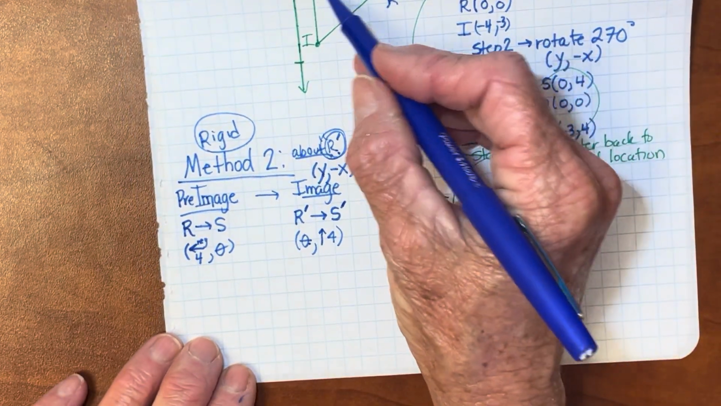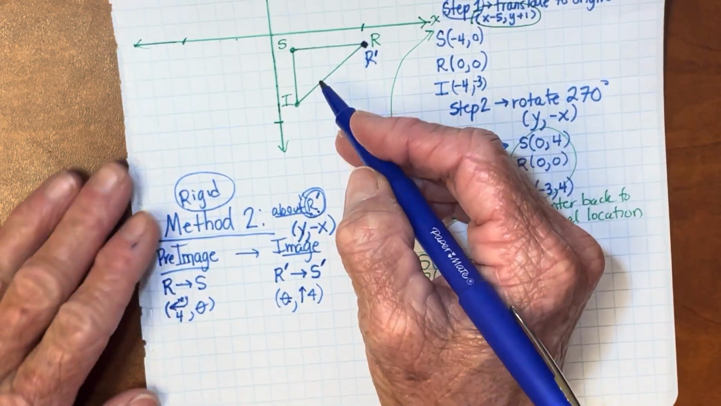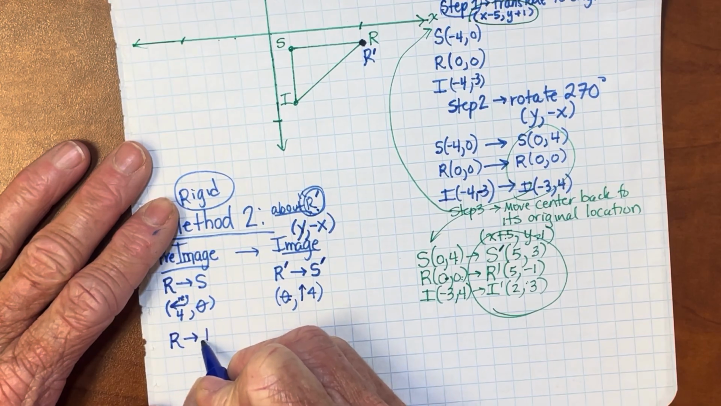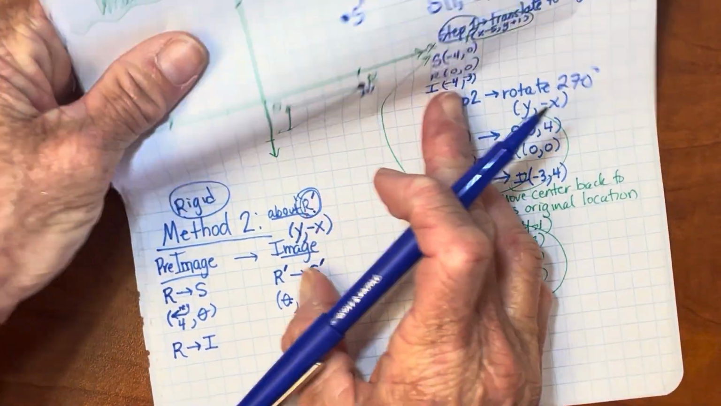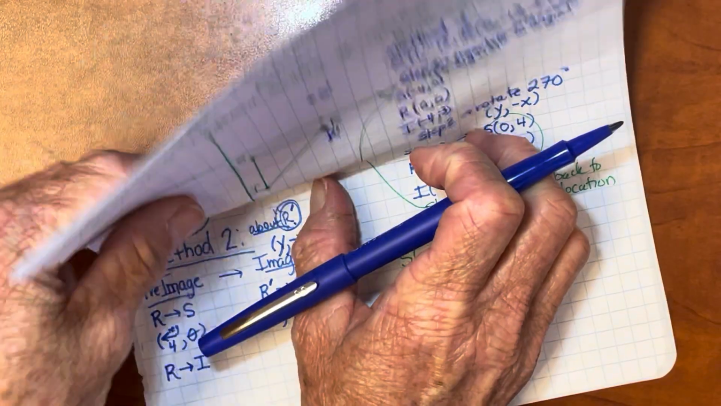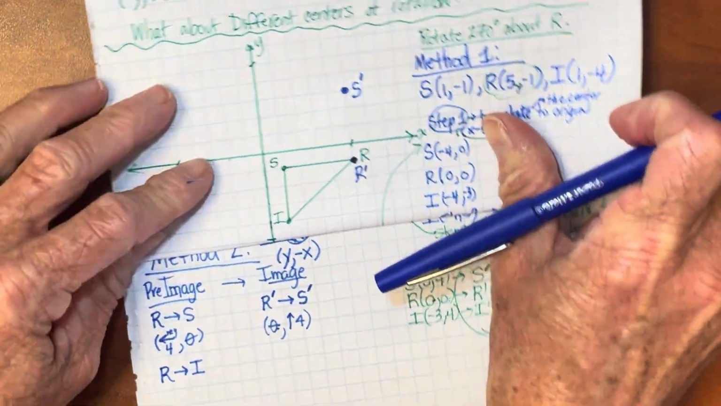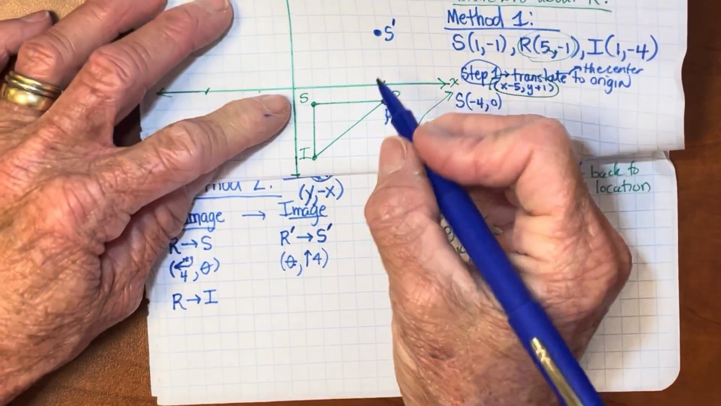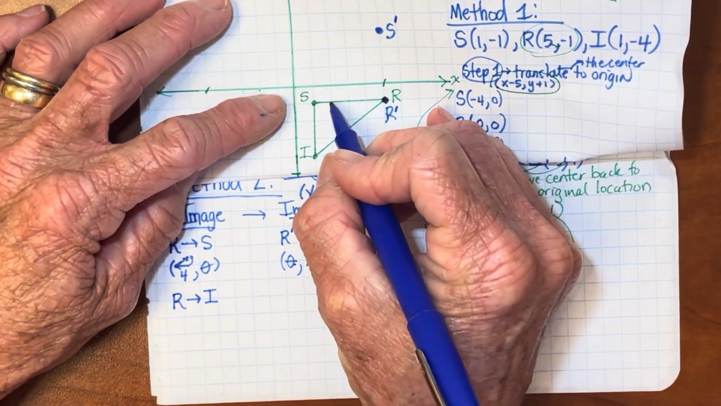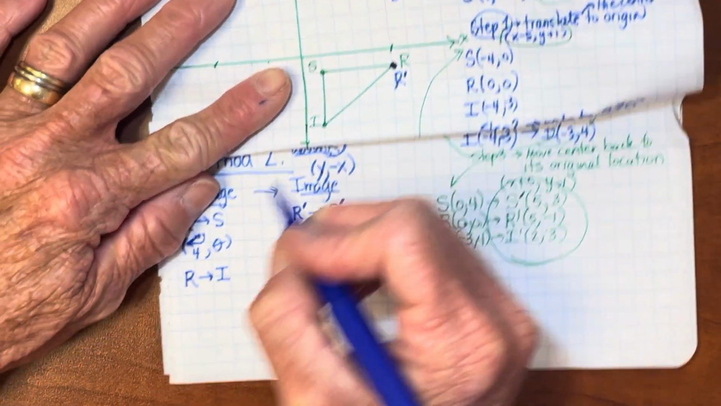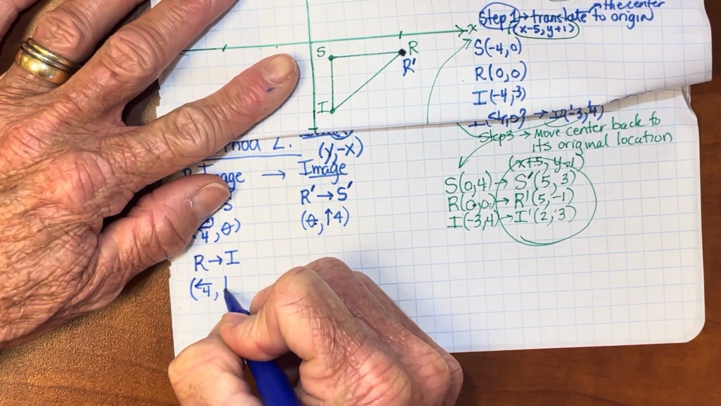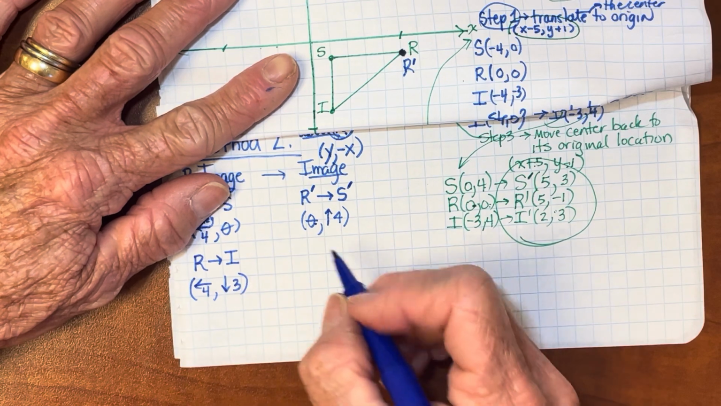So the other point on the triangle was I. So let's run through this again. In order to get from R to I on the original image, what has to happen? Let me just do this so you can see it better. So to get from R to I on this original image, we have to go left 4 and down 3. So right now we're going left 4 and down 3 in order to move there.